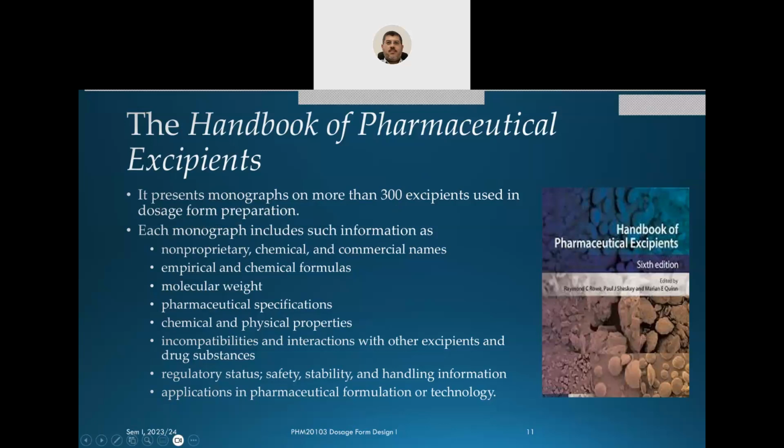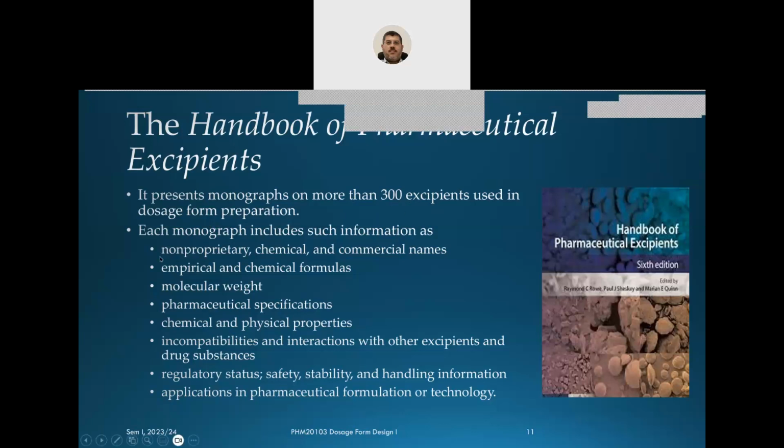This difference in physical characteristics may also cause a difference in their performance and in their use. We will give examples later on. So this book, the Handbook of Pharmaceutical Excipients, as I told you, you will mainly use as a drug development specialist or R&D pharmacist to find more information about excipients. It has monographs for more than 300 excipients. With each issue, you can find more excipients listed in that book.